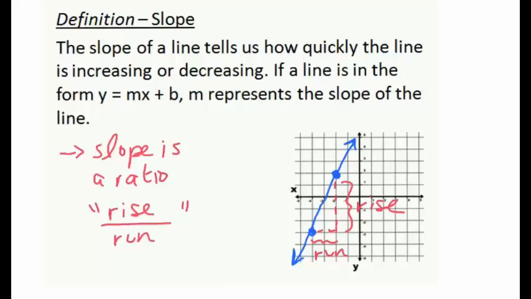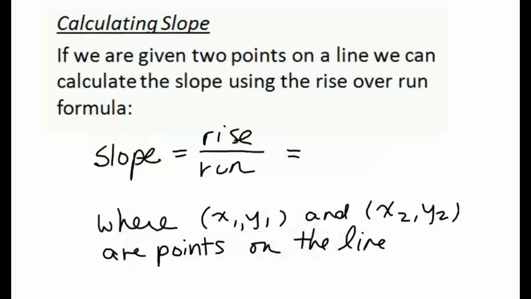So most often you may have heard the slope described as rise over run. So if we do have to calculate the slope of a particular line, we can use our rise over run formula that we've made up on the last slide. To be able to use this formula, we need 2 points on the line. I'm going to call those 2 points (x1, y1) and (x2, y2). So these are 2 ordered pairs.